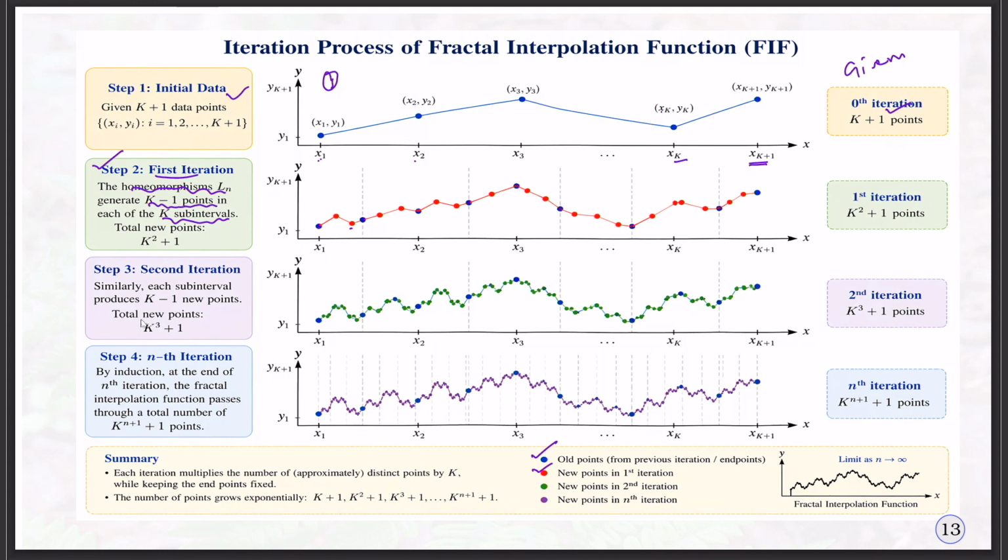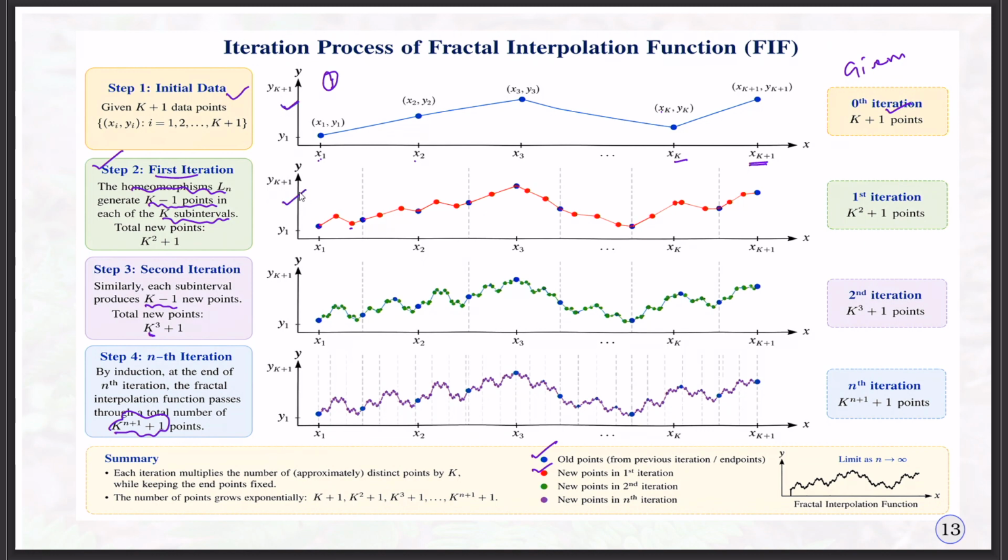Similarly, each subinterval produces k minus 1 new points. In each interval where we have k minus 1 new points, it will create different subintervals, and each will produce k minus 1 points. That means after the second iteration, one can get k power 3 plus 1 data points. Then after the nth iteration, we have this number of data points. You can see this, starting from the given points.